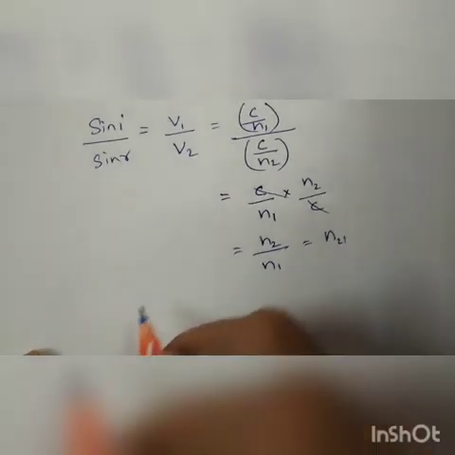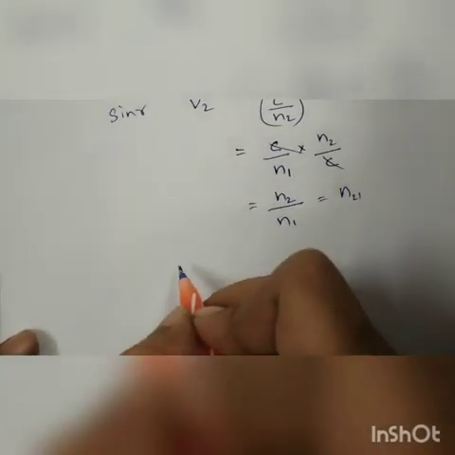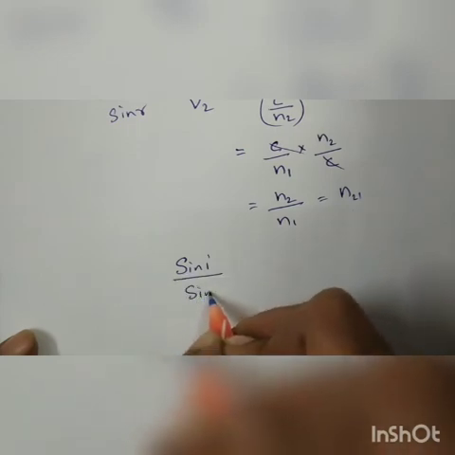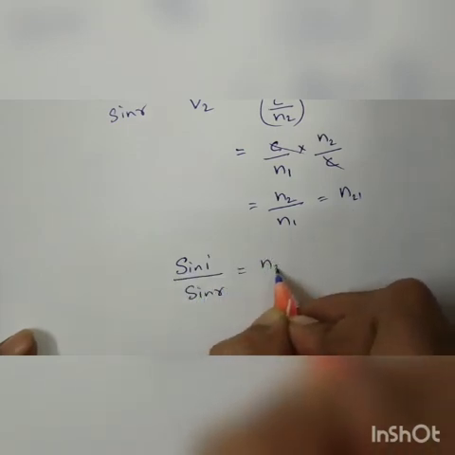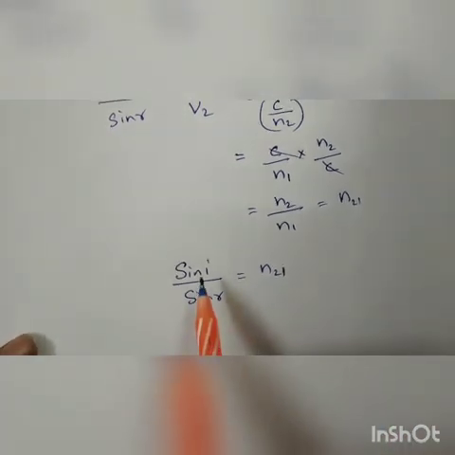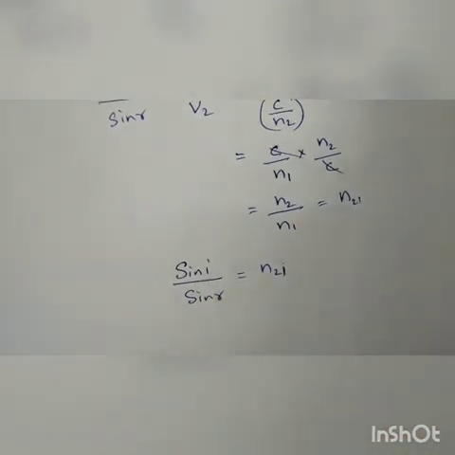So thus we get our Snell's law. Sin i by sin r is equal to n21. So we have derived sin i by sin r is equal to n21. That is, we have derived Snell's law using wave theory.